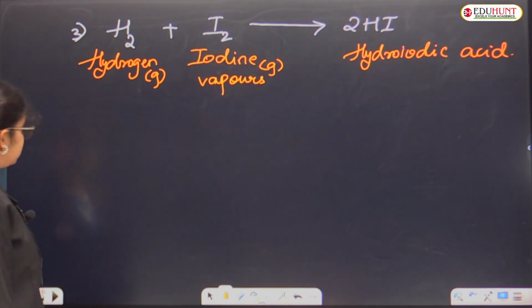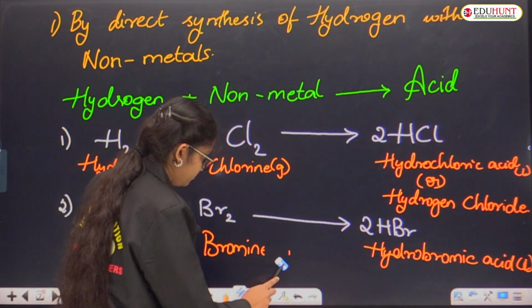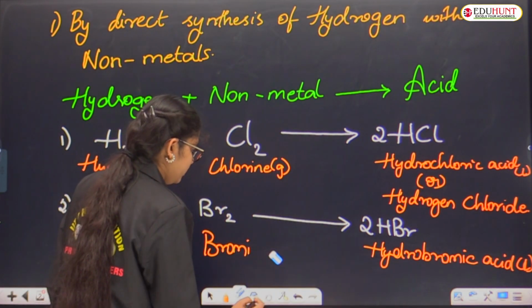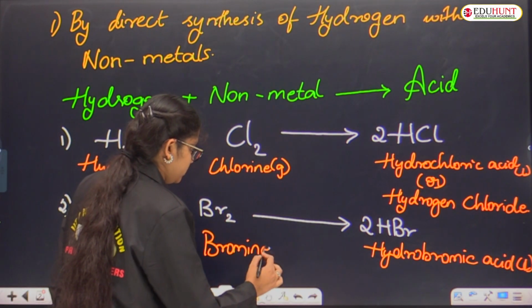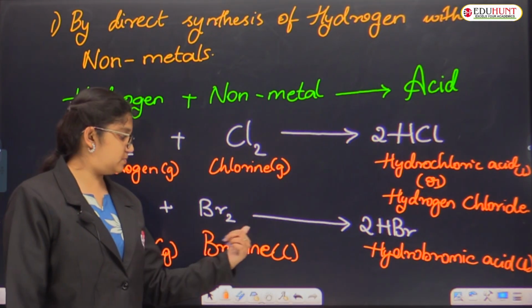Children, one small correction. Here it is bromine, no? It is liquid in state, okay? Bromine, it is liquid in state. Sorry for that, okay? So, hydrogen and bromine, H2 plus Br2 gives rise to 2HBr.